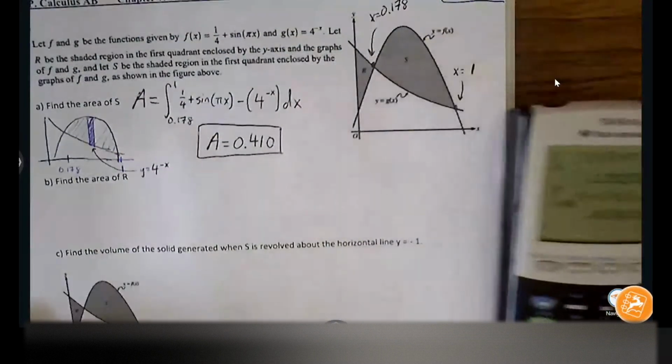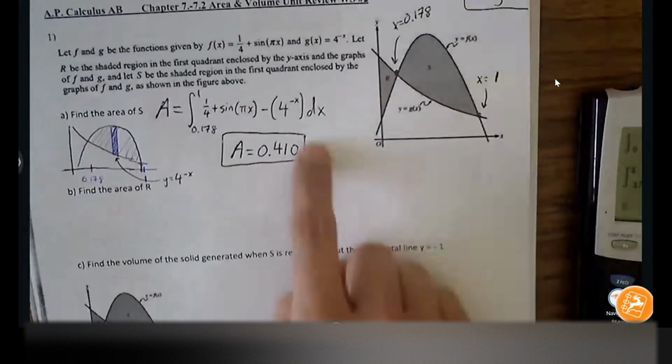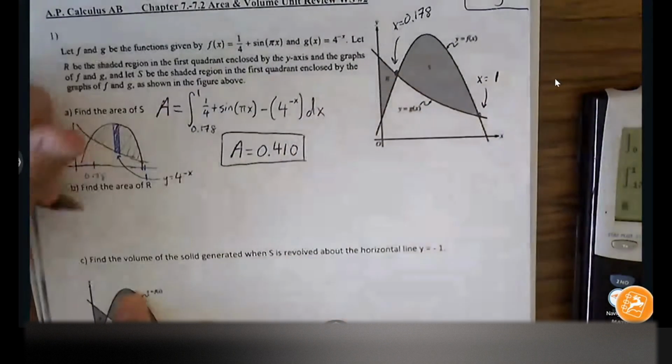All right. Area R is that little region here.